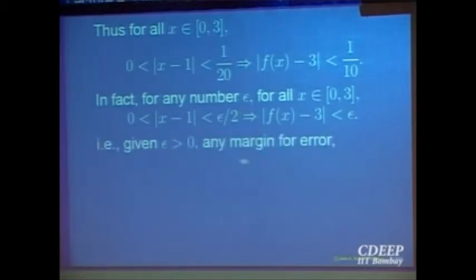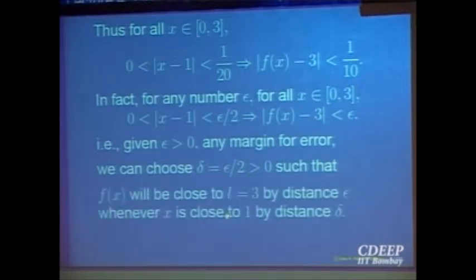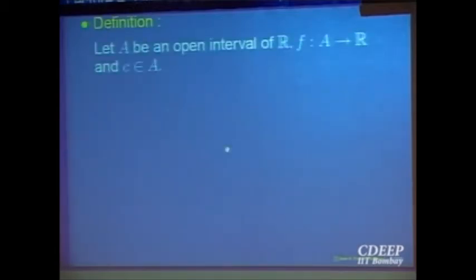So let us make a definition out of it. Given epsilon, the margin for error, we can find a delta, which depends upon the epsilon given to me, such that whenever x is close to 1 by a distance delta, f(x) is close to L by a distance epsilon. So f(x) will be close to the value that you are predicting, for all values of x which are close to 1 by a distance delta. So the error will be small. This gives us the definition.